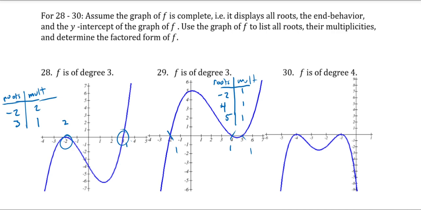This one appears to have degree 4, and we have 2 even multiplicities at these 2 roots, so they must be 2 and 2. If we made a table of roots versus multiplicities, we would have at -4 a multiplicity of 2, and at -1 a multiplicity of 2.